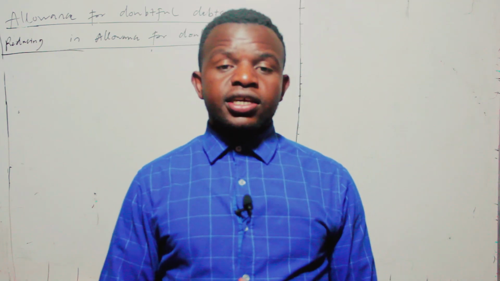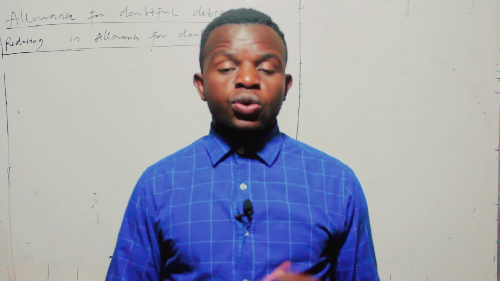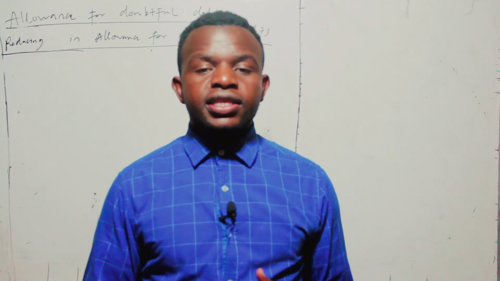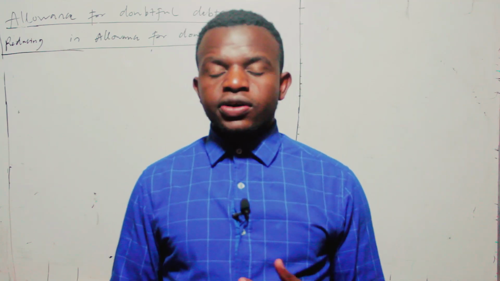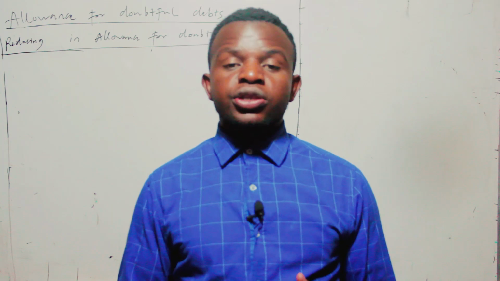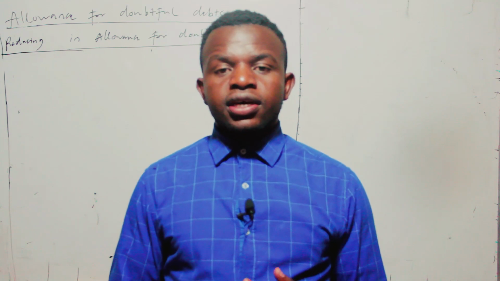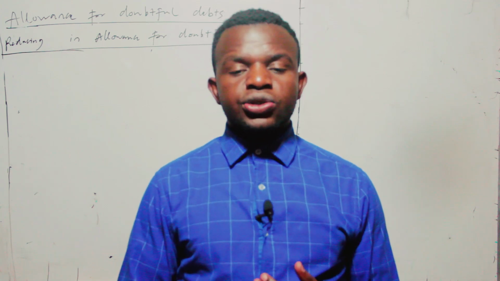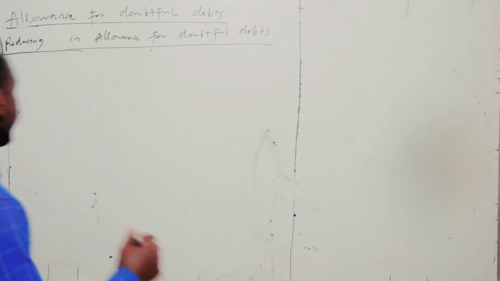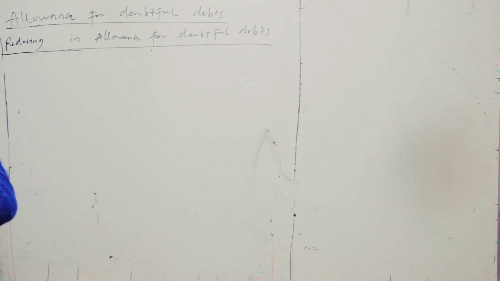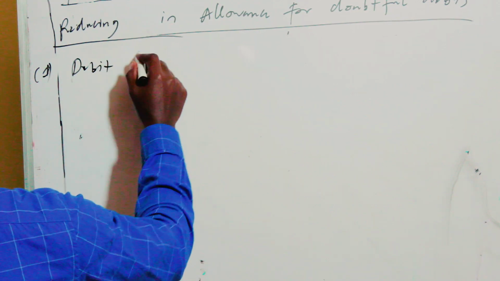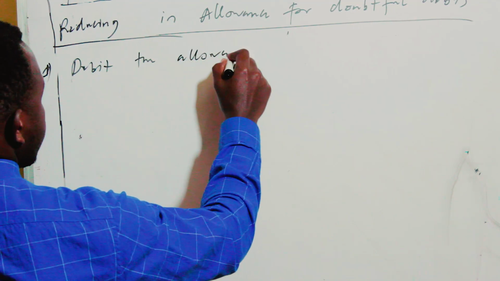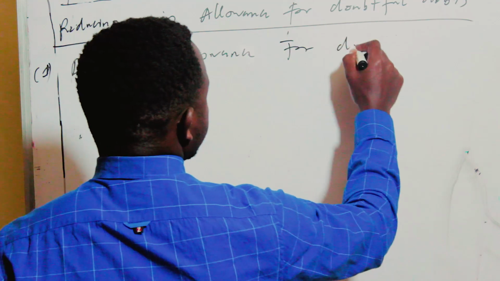So let's look at this other scenario when there's a reduction in allowance for doubtful debts. So what do we do? The thing that we do is just the opposite of when there's an increase in allowance for doubtful debts. So we are going to debit the allowance for doubtful debts account, and we are going to credit the profit and loss account. That means that figure is going to be shown as a gain, and we're going to add it to the gross profit. So the first thing that we're going to do, we are going to debit the allowance for doubtful debts.